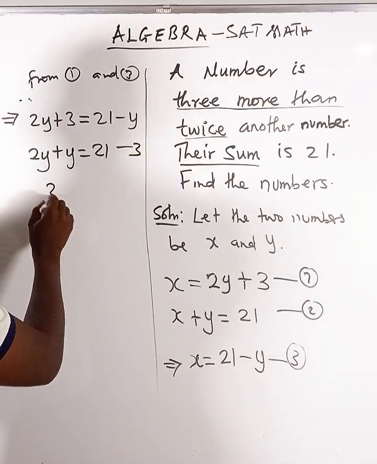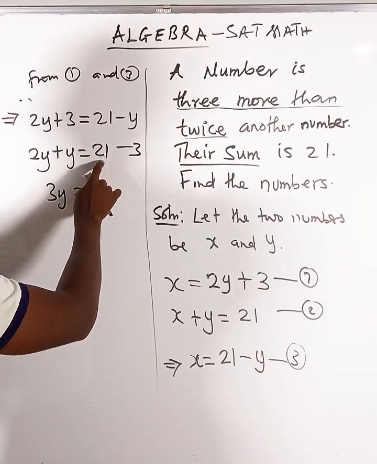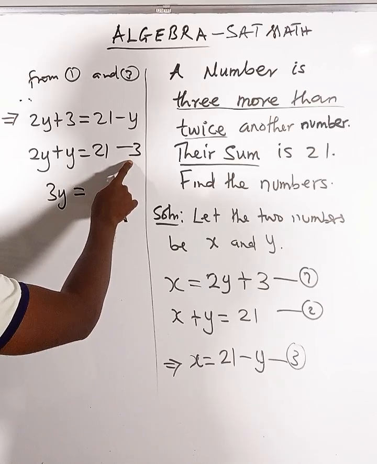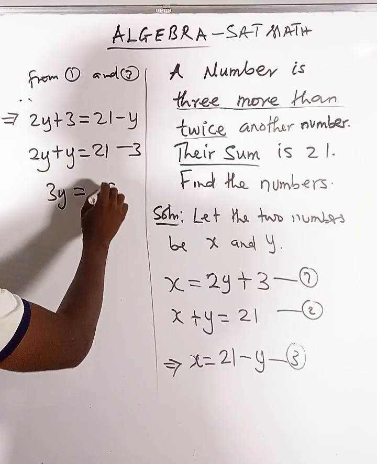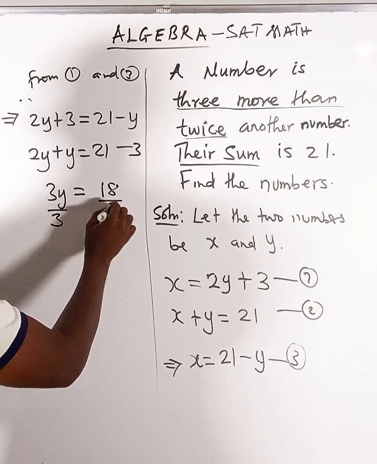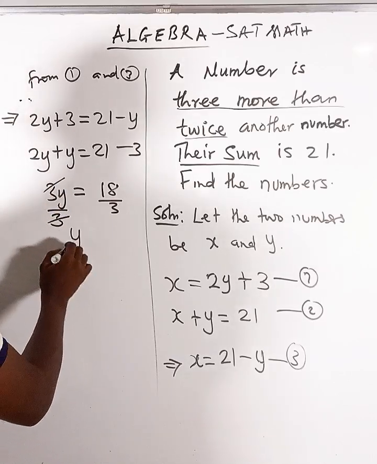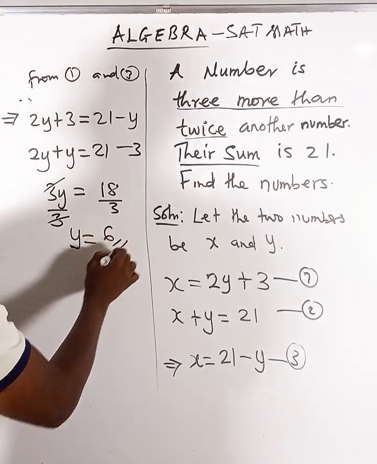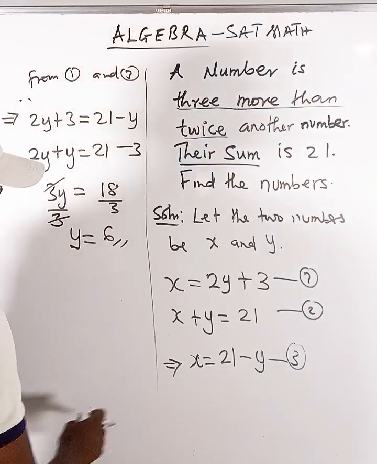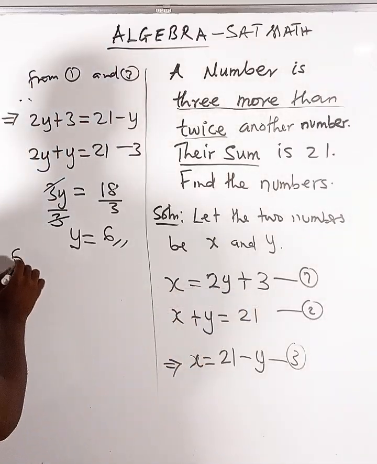So from there, we have 3Y equal to 21 take away 3. So what are we going to have? We are going to be having 18. So you divide both sides by 3. This cancels this, we have Y to be 6.